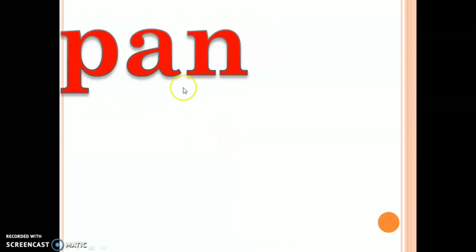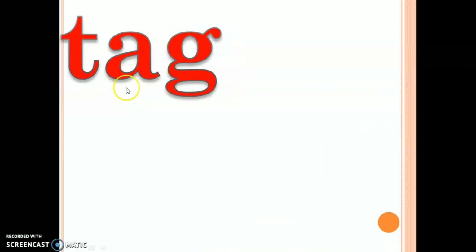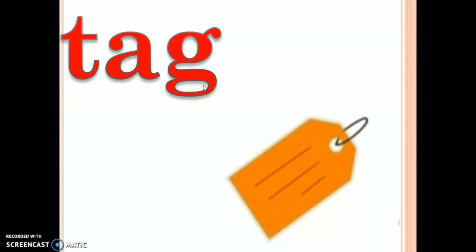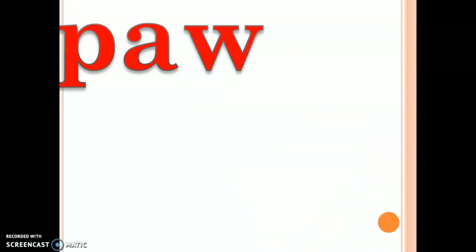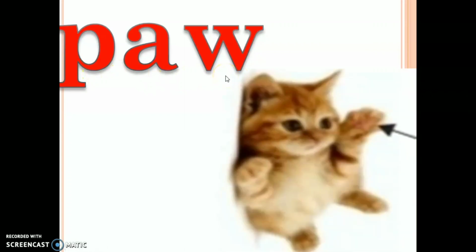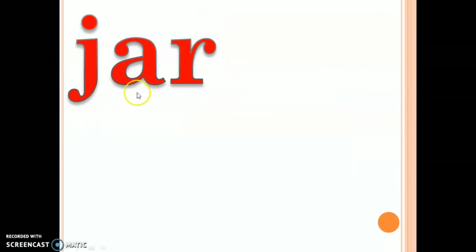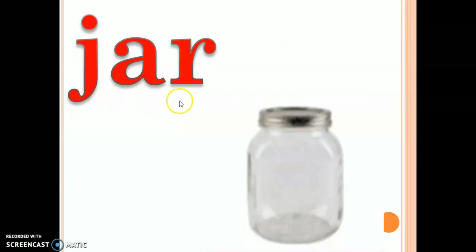P A N, pan. T A G, tag. The tag that we find attached to new things, a tag is attached. P A W, paw. Paw is the paw of any animal. S A D, sad. Sad means, children, udas. J A R, jar.